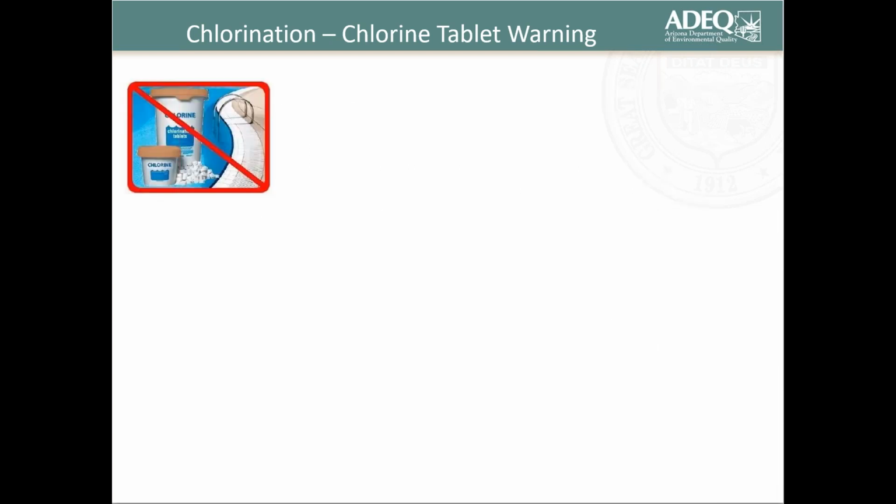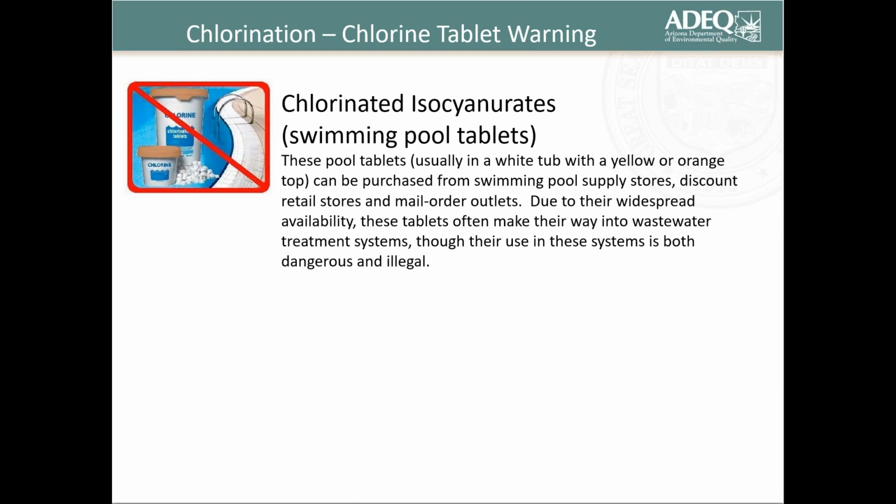Now let's look at the pool tablets. There are chlorinated isocyanurates, commonly known as swimming pool tablets. These pool tablets, usually in a white tub with a yellow or orange top, can be purchased from swimming pool supply stores, discount retail stores, and mail order outlets. Due to their widespread availability, these tablets often make their way into wastewater treatment systems, though their use in these systems is both dangerous and illegal.